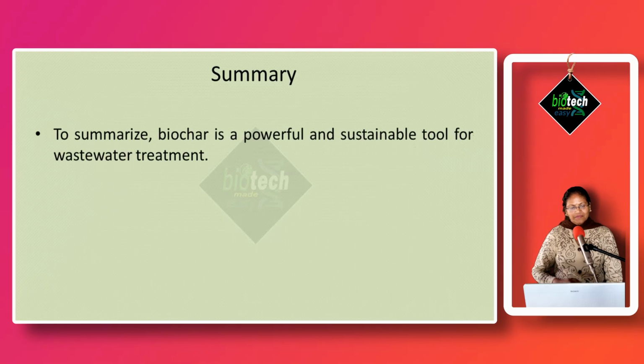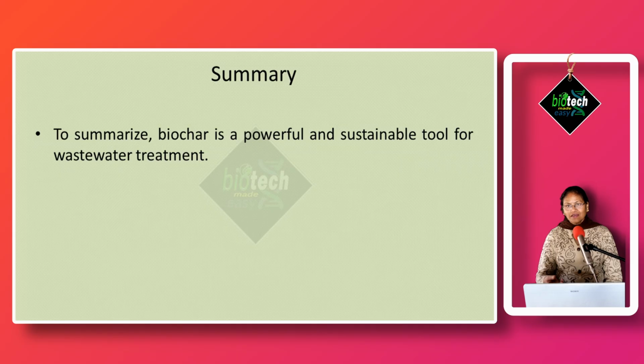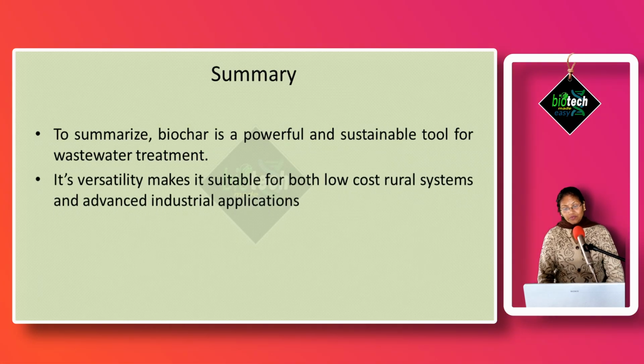Let's see the summary. To summarize, biochar is a powerful and sustainable tool for wastewater treatment, no doubt about that. It is sustainable because it is natural, no chemicals are used, and very low energy is used here. And its versatility makes it suitable for both low-cost rural systems and also advanced industrial applications. It can be used with different types of bioreactors, like the moving bed bioreactor and all that. So it can be used for industrial applications, and it's good for rural systems as well. So that is all for this video.